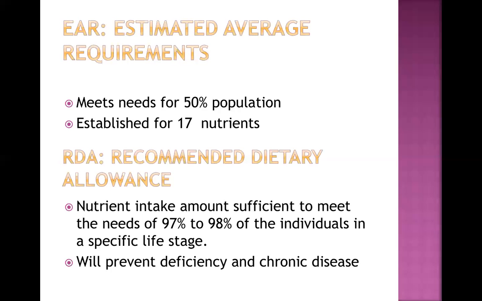The recommended dietary allowance is something we should strive to meet because this will meet the needs of the majority of the healthy population, so 97 to 98%. And again, it's specific for life stage and gender. It's not one recommendation, it's multiple recommendations based on your gender and age. And the goal of the RDA is to prevent deficiency and chronic disease. RDAs are based on evidence established by the EARs, and so they are evidence-based recommendations. A very strong recommendation.